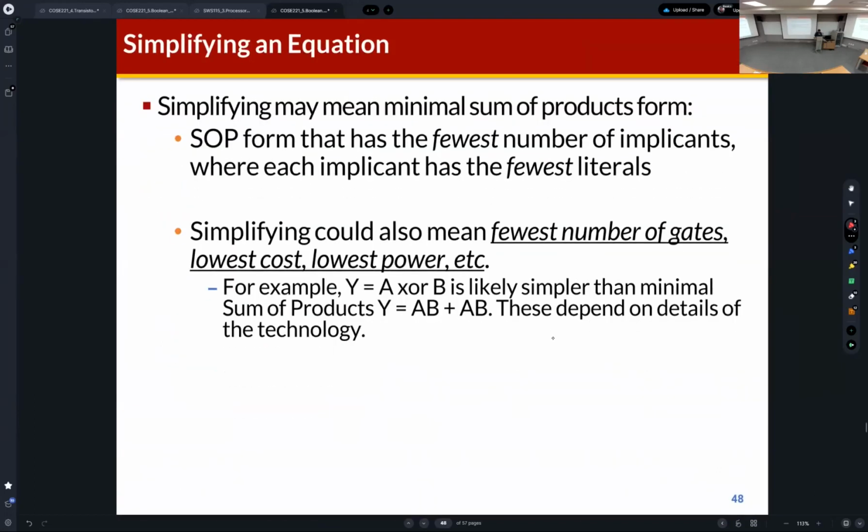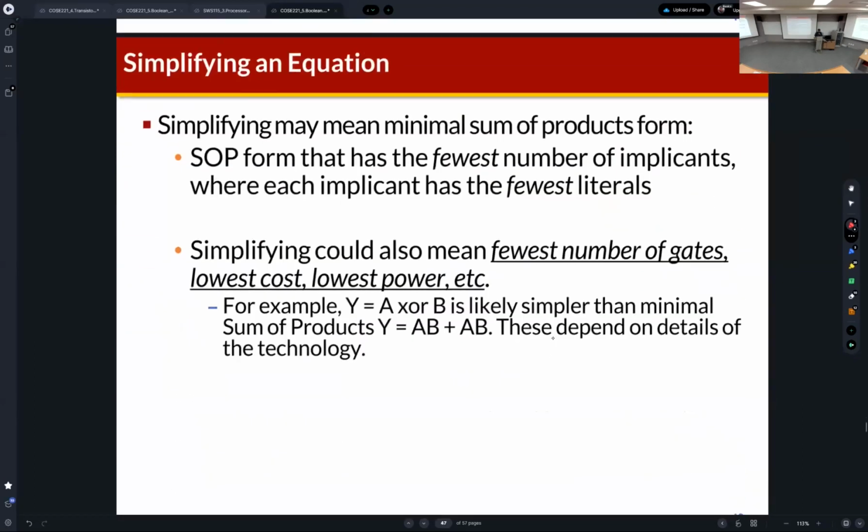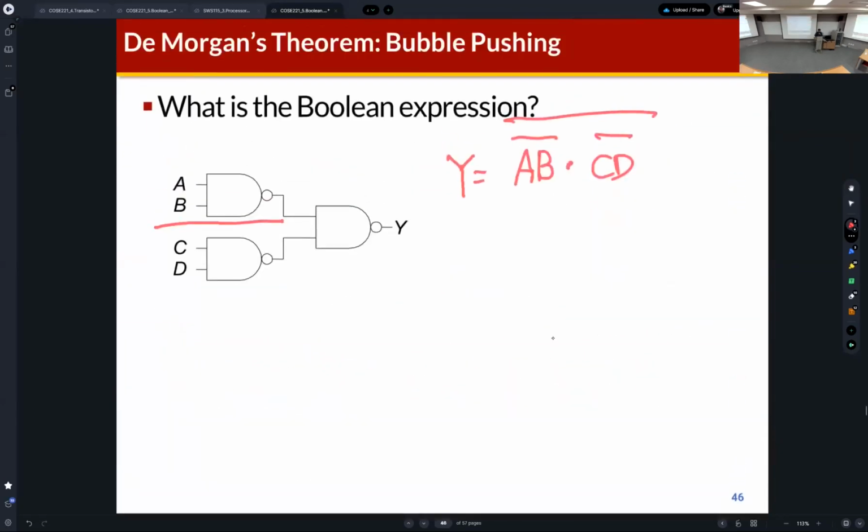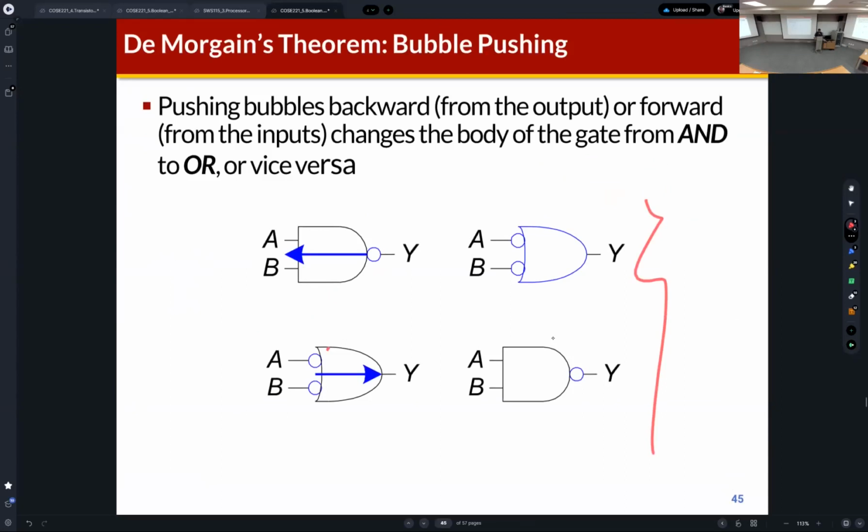So I will stop here. We learned about Boolean algebra and the Boolean theorems. Please make sure you understand these theorems. Any questions?